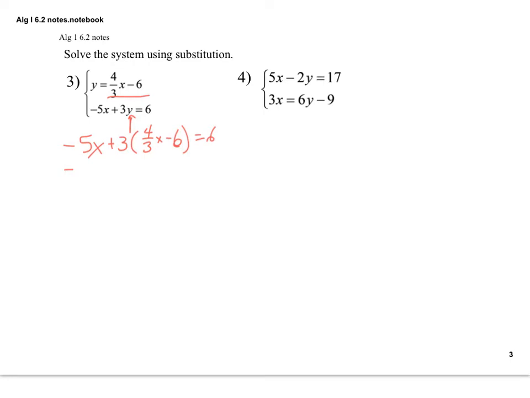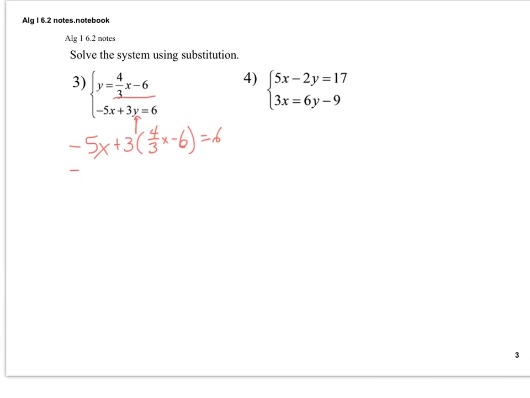Alright, so what I'm going to do here is I'm going to distribute this 3 to everything inside of the parentheses. So I've got negative 5x plus, my 3's cancel out, I end up with a 4x. What am I doing? My 3's canceled out. I end up with a 4x. And then a negative 18 is equal to 6.